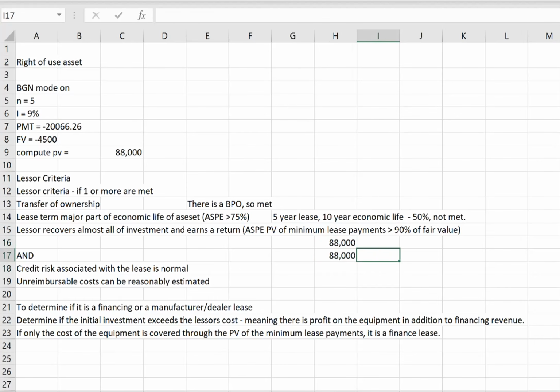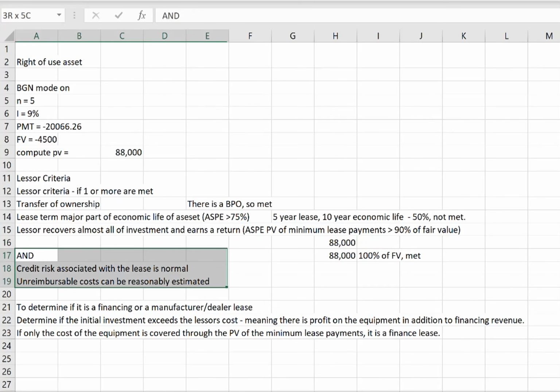So it's 100% of the fair value. So met. So we definitely have a capital lease here because we only needed to meet one criterion and we've met both. However, before I actually state that, we do need to check these additional criteria because both of these need to be met.